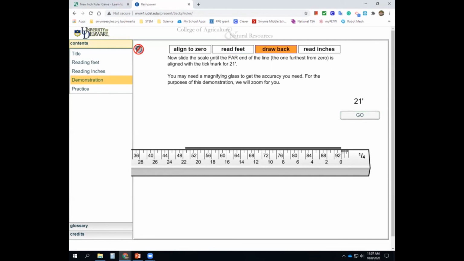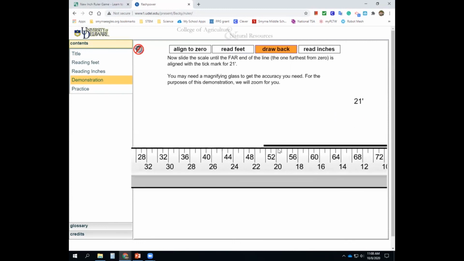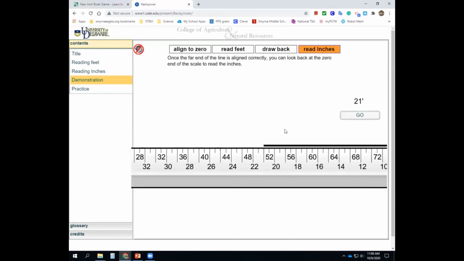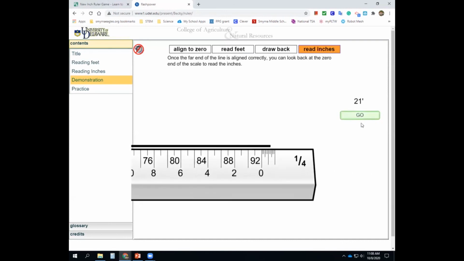Yay! Now slide the scale until the far end of the line is aligned with the tick marker 21. So we're going to move this 21 to the end of the line. I don't think we can do that ourselves. Yeah. All right. So that's what it's going to do. There it goes, sliding over. All right. Now, once at the far end of the line correctly, you can look back at the 0 end and read the inches. So let's go back to the 0 end.